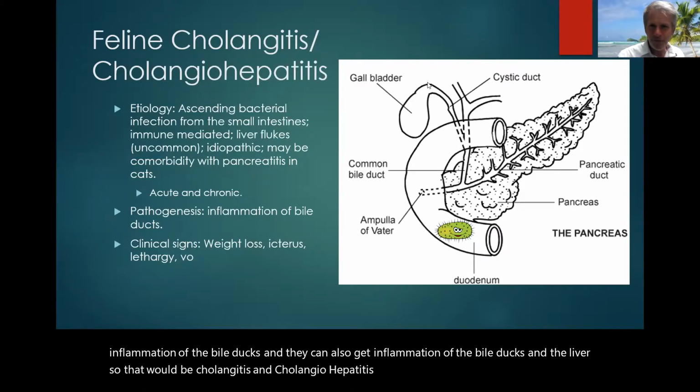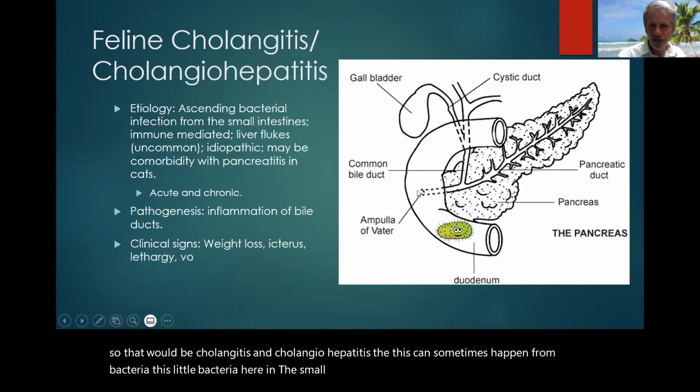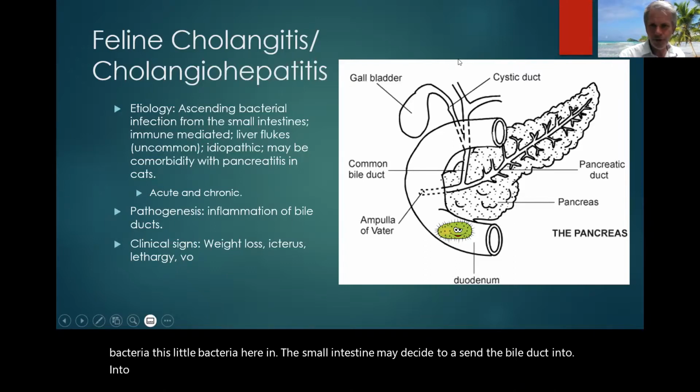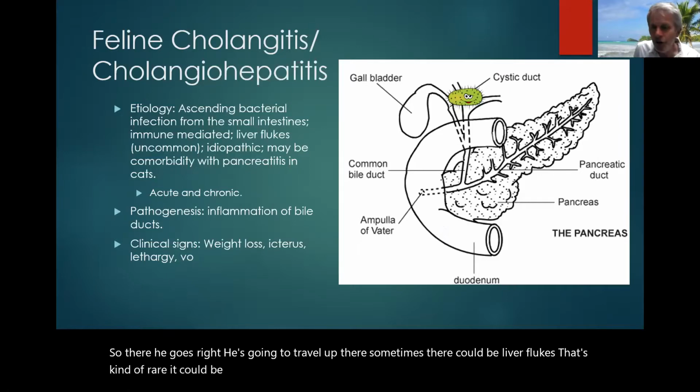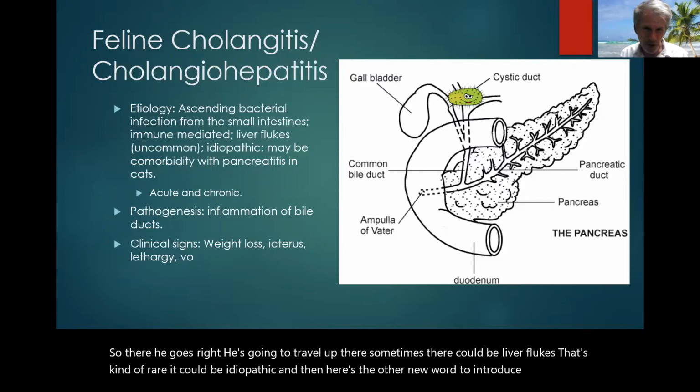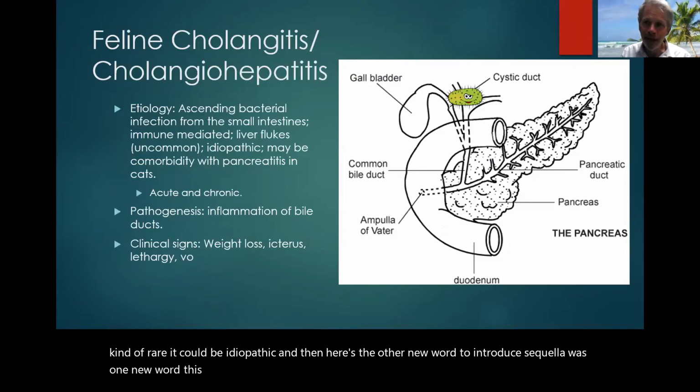This can sometimes happen from bacteria. This little bacteria here in the small intestine may decide to ascend the bile duct into the liver. So there he goes, right? He's just going to travel up there. Sometimes there could be liver flukes. That's kind of rare. It could be idiopathic. And then here's the other new word to introduce. Sequela was one new word. This new word is comorbidity. And comorbidity just means an additional problem.